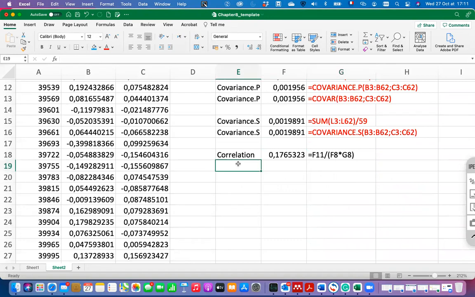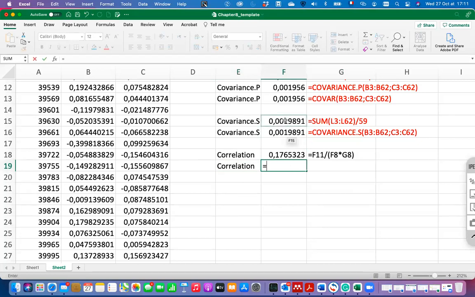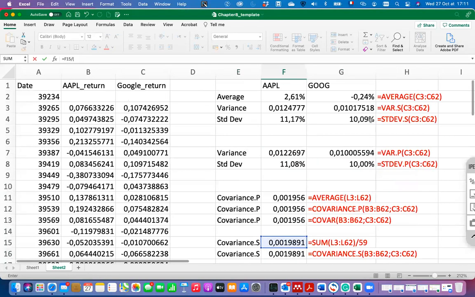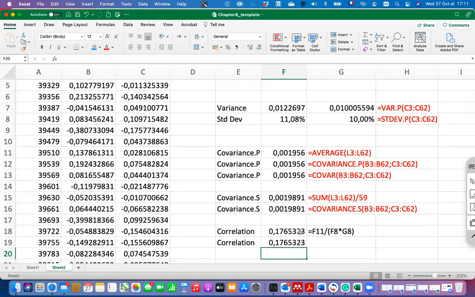Now, if I use the sample statistics, so equal to covariance S, divided by standard deviation of sample times standard deviation of sample for Google. See, we get the same result. So for correlation, there is no impact of population or sample on the statistic.